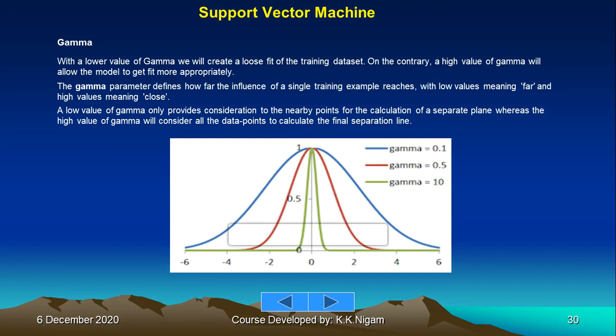Gamma: with a lower value of gamma, we will create a loose fit of the training data set. On the contrary, a high value of gamma will allow the model to fit more appropriately. So the gamma parameter defines how far the influence of a single training example reaches, with a low value meaning far and a high value meaning close. A low value of gamma only considers the nearby points for the calculation of a separation plane, whereas a high value of gamma will consider all the data points to calculate the final separation line.